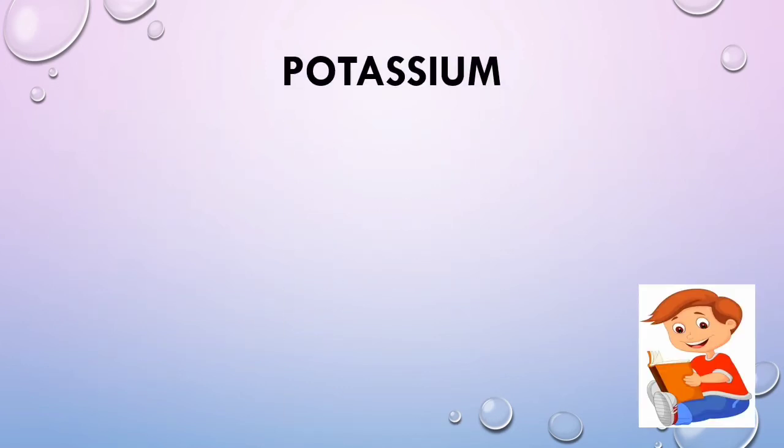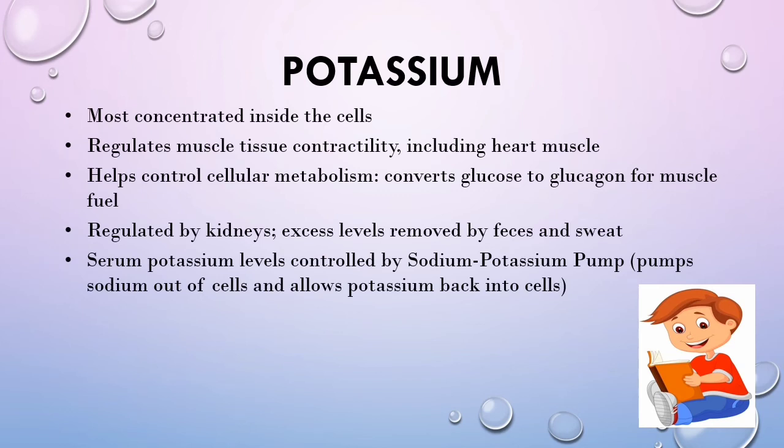Potassium. It is the second electrolyte imbalance. It is most concentrated inside the cell. It regulates muscle tissue contractility, including heart muscle. It helps control cellular metabolism, converts glucose to glycogen for fuel, and is regulated by the kidneys, with excess levels removed by feces and sweat. Serum potassium level is controlled by sodium-potassium pumps, which pump sodium out of the cell and allow potassium back into the cell. Normal levels for potassium are 3.5 to 5 mEq per liter.